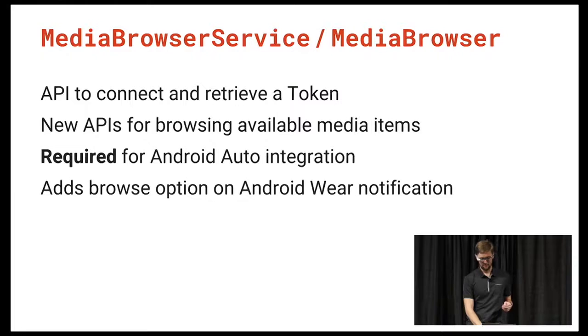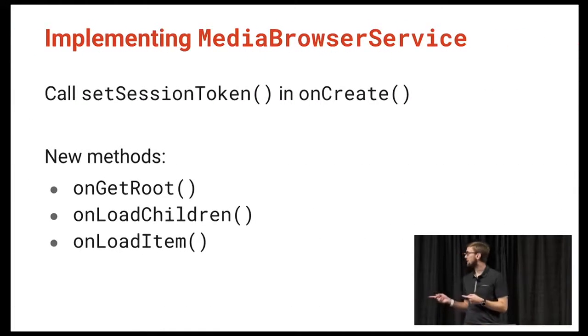Now moving to media browser service, there's one thing you'll need to do: call set session token in onCreate, and obviously move over from extending service to extending media browser service. It also gives you those new methods on getRoot, which is kind of verifying what the calling app is. So if you want Android Auto to display different data, you can pass it a different route from, say, your own app, right? So if you have different layouts for each one.